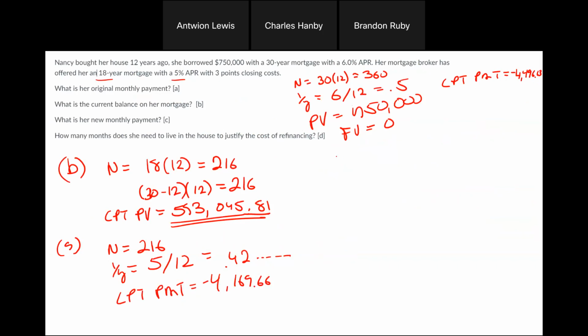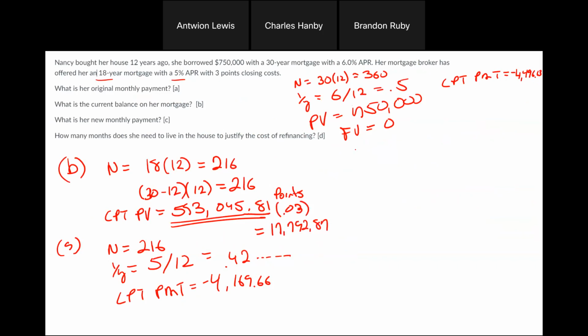So next thing we're going to calculate is the savings and the points. So the points are 0.03 times the balance of 593,045.81. So that's $17,792.87.